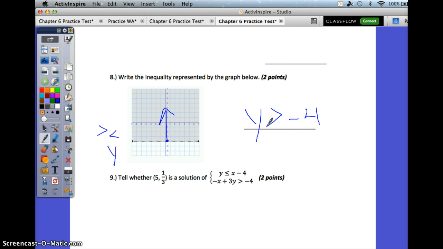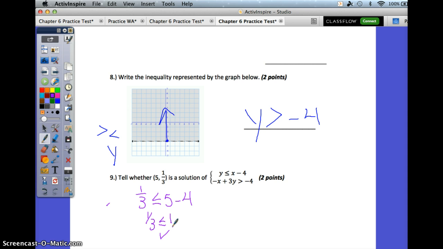Number 9, to tell whether (5, 1/3) is a solution, you need to substitute it into both inequalities. To substitute it in the first one, you do 1/3 is less than or equal to, and then when you substitute in on the other side, you get 5 minus 4. So is 1/3 less than or equal to 1? Well, last time I checked, yes it is.